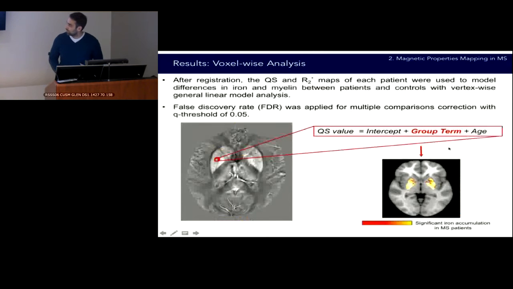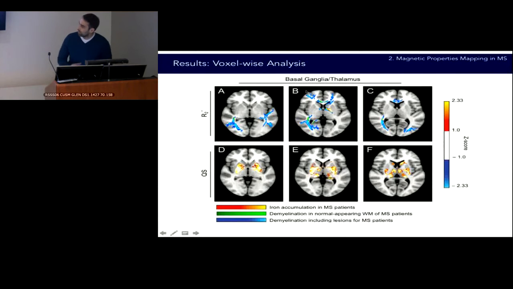Of course, we want to do this in a robust statistical manner at the group level, so what we did is we modeled the QSM and R2* signal using a general linear model with an intercept, group and age term, and we can produce parametric maps of Z scores where we see either significant iron accumulation in the MS patients at the group level or demyelination. This was done using a false discovery rate threshold of 0.05 for multiple comparisons correction.